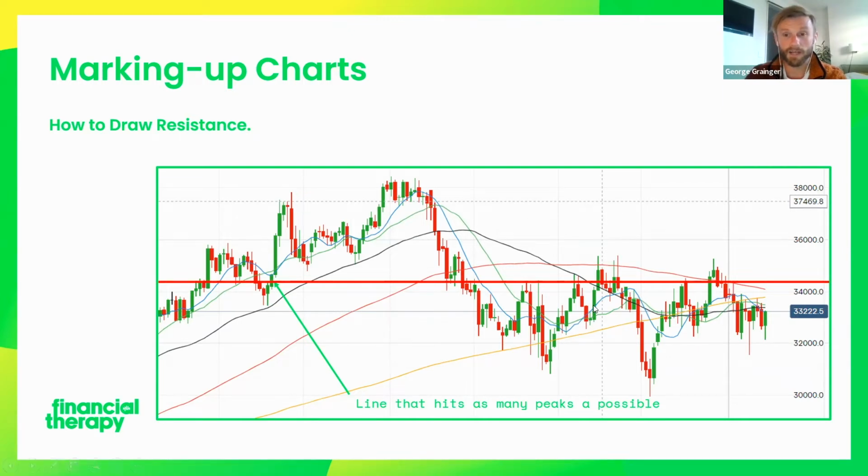So yeah, and then it's the same with drawing a resistance line. It's getting as many peaks as possible. So all the way from over here's one, here's two, here's cutting through that. And you've got one here, one here, one here. It's cutting through that, one here, one here.